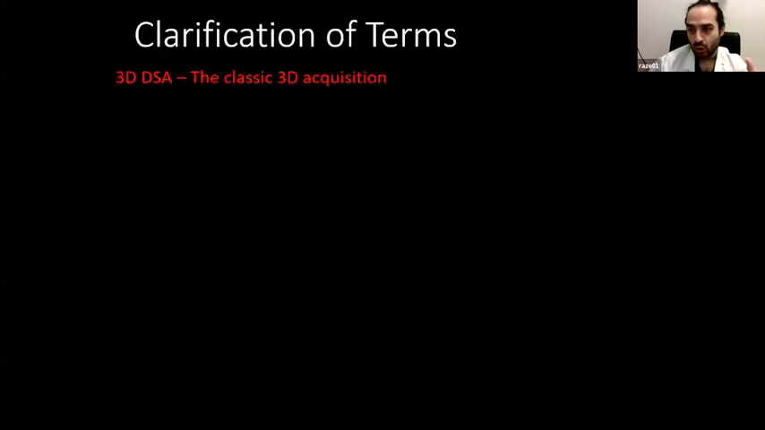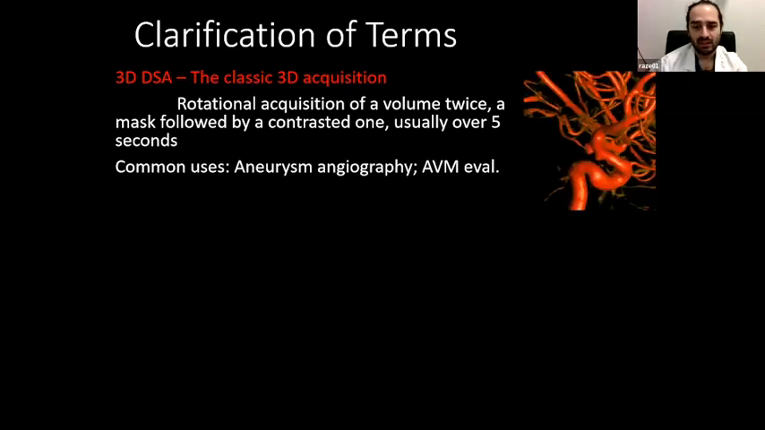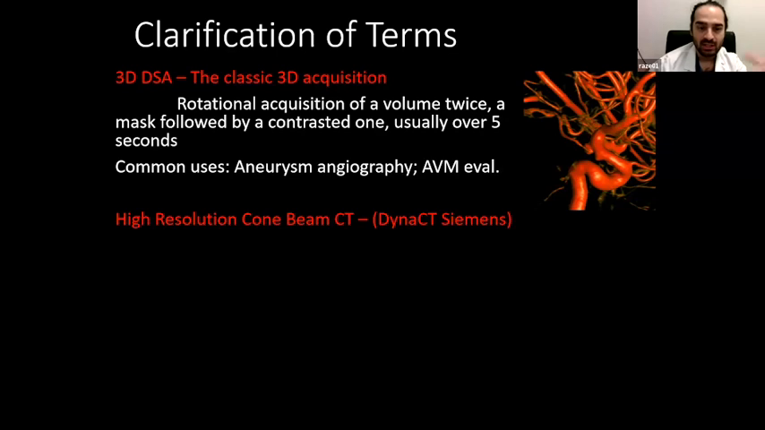When we talk about the terms that we use as neurointerventionists, we use the term 3D DSA, which is a Siemens term, but it's essentially the classic 3D acquisition. The machine is rotated around the head twice, one mask followed by a contrast run. This is the kind of imaging that is obtained. It's the very classic aneurysm angiography evaluation, what we classically call the 3D. There's also a higher resolution imaging that all the vendors provide, Siemens, Philips, GE and so forth, which is called cone beam CT.